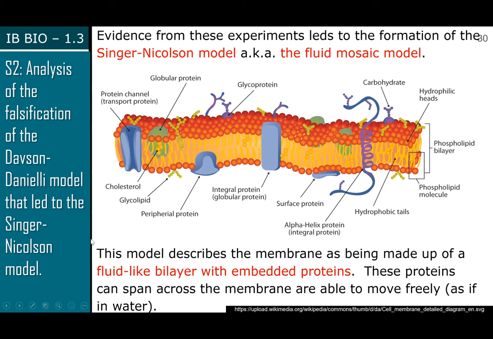So this model describes the membrane as being made up of a fluid-like bilayer with those embedded proteins, and the proteins can move across the membrane freely. You can think of it like a crowd at a concert where all the different molecules are like people and they can move around, right? It's kind of a fluid mass of molecules. Now they stay the same orientation, right? But they can move left and right throughout the crowd.